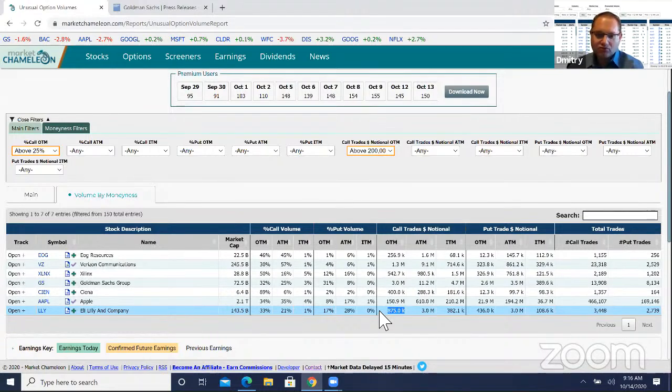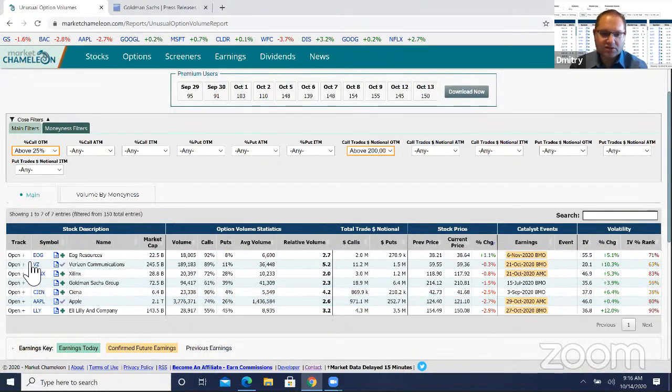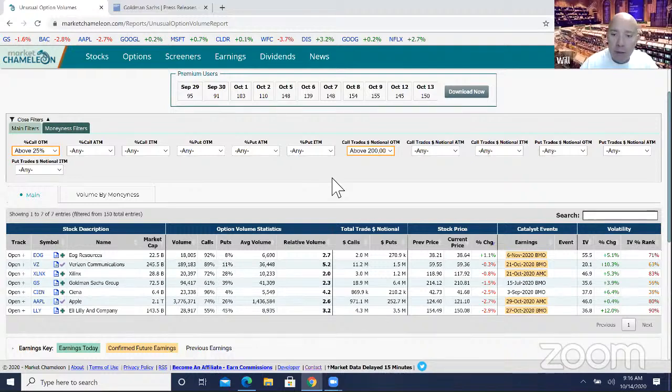So that's really quickly, upside calls, where there's significant upside calls traded by notional. Does that make sense to everybody? These are the stocks: EOG, VZ, using the filters that I said. $200,000 at least in notional and upside calls. So if everybody is okay with that, I'm going to move on. Move away, my friend. Okay.